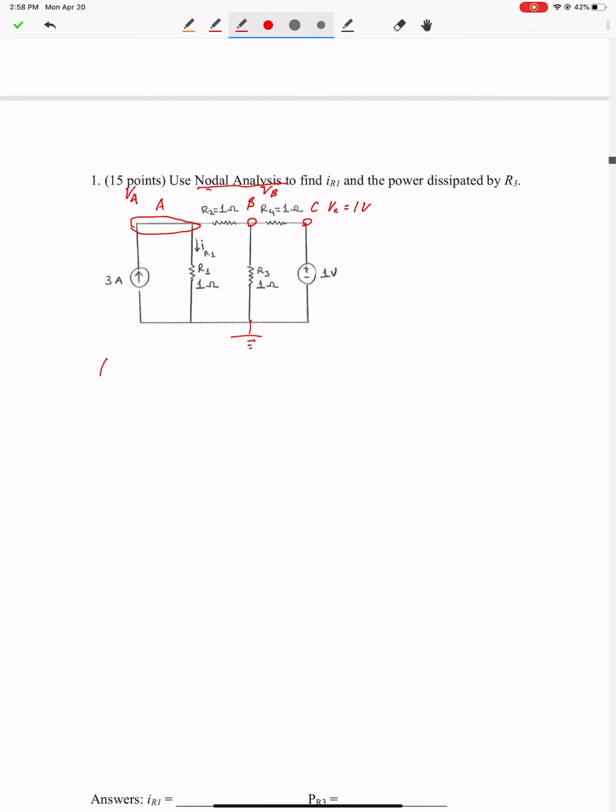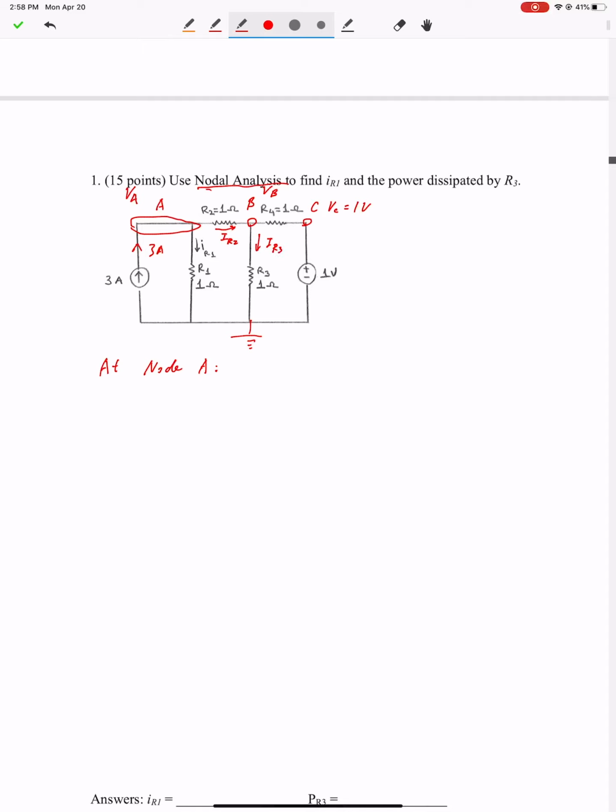At node A, you can write the KCL equation. There are 3 branches interacting with node A. 3 amp provided by the current source. IR1 is going down, which is the current on R1. IR2 is the current on R2. You can say the flowing direction is from A to B or from B to A. It doesn't matter. And also you need to assign the current on R3, and that is IR3.